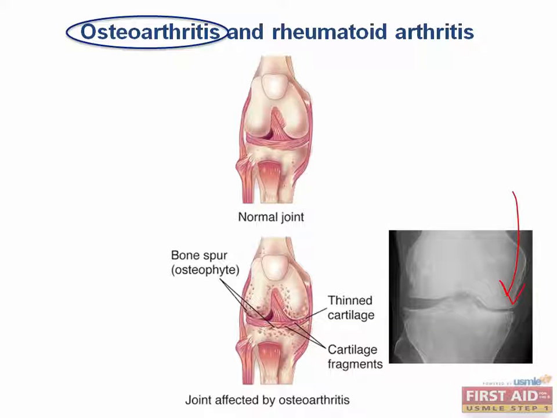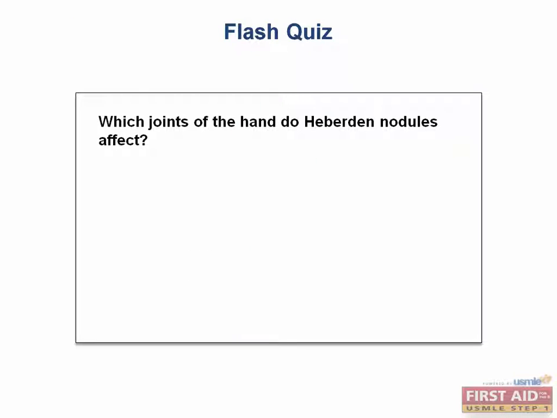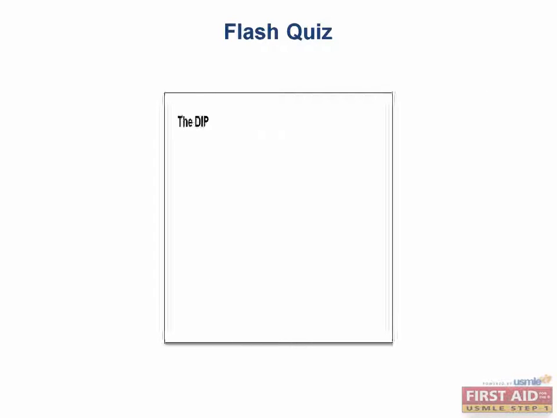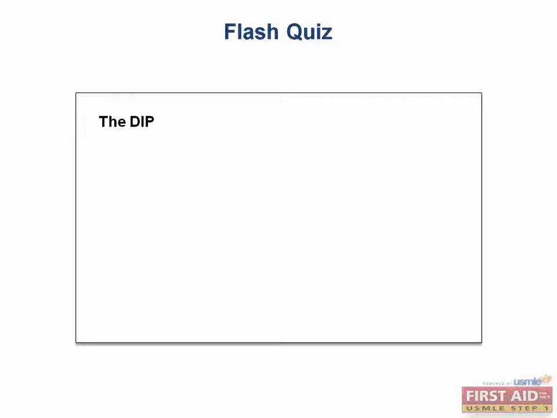Weight loss and exercise. You can move to NSAIDs and glucocorticoids for non-responsiveness or severe pain. Last resort treatment is a knee replacement. Flash quiz. Which joints of the hand do Heberden nodules affect? The DIP joints.